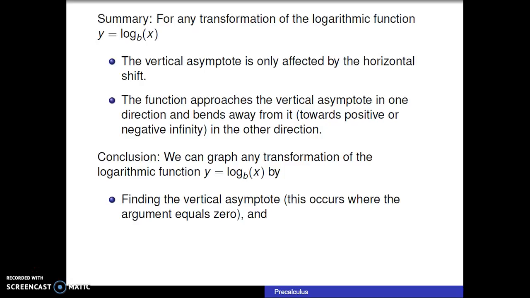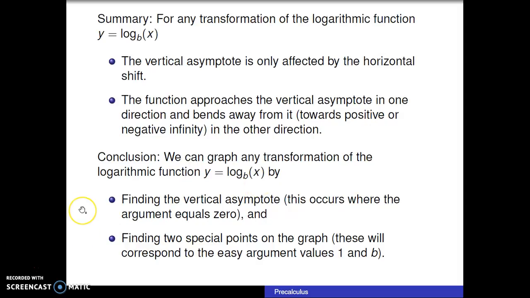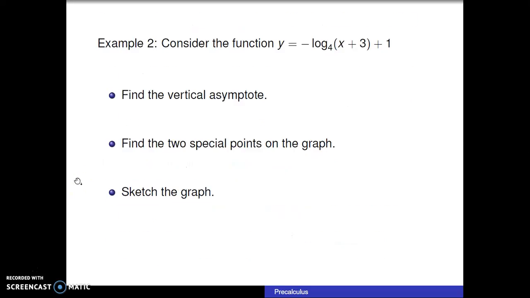So with these facts, we can sketch any transformation of a logarithmic function by finding the vertical asymptote. This happens where the argument is equal to 0, because x equals 0, which is the argument, is the vertical asymptote. And then we can find those two special points on the graph. Those will happen for the easy argument values 1 and b. Okay, so let's see how to put all this to work. We've got this function that's a transformation of the log base 4 of x function. We'll do these three things: find the vertical asymptote, find the two special points, and sketch.